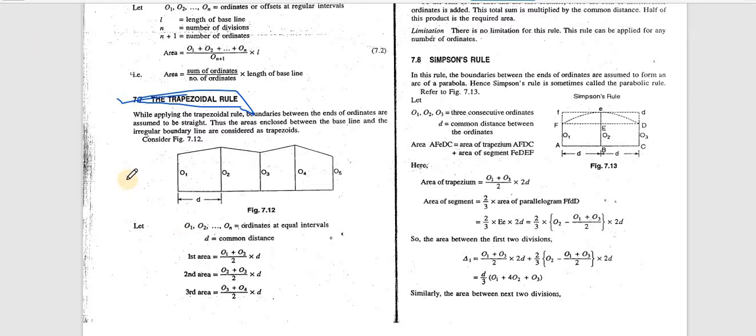So the final formula comes out to be this. If we need to find the area of the first figure, the first thing we consider is O1 plus O2 divided by 2 and multiplied by the total distance D. Okay, so that will give you the area of the first strip. After that we find the second one, which will be O2 plus O3 by 2 into D. That will give you this area, and in a similar manner this will give you this area, and this one gives this area.